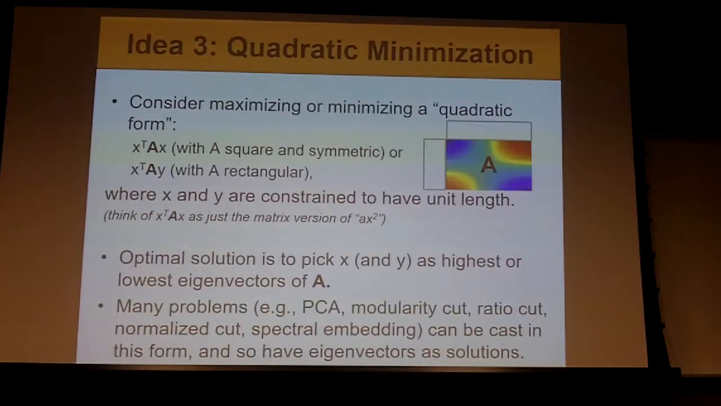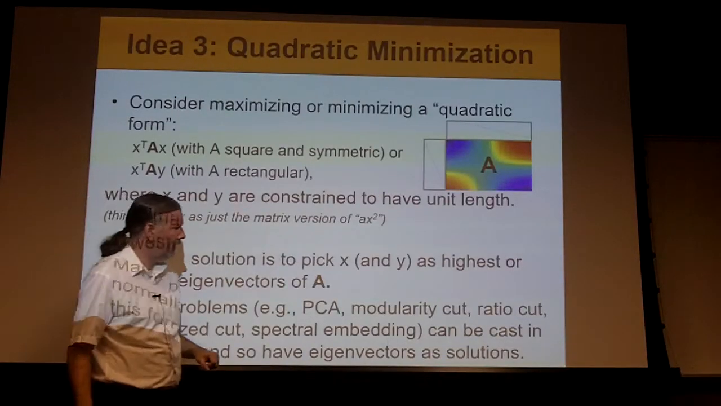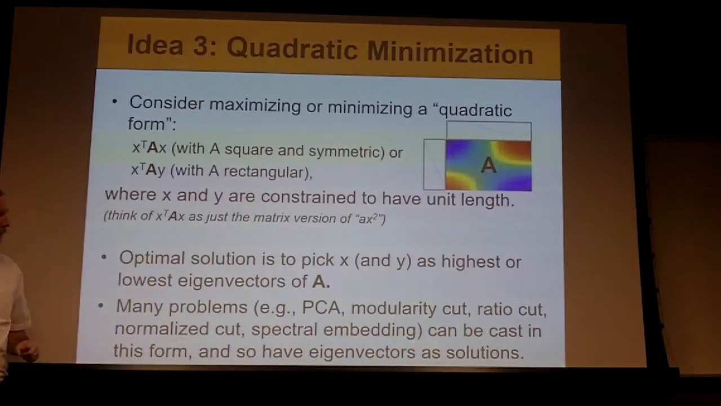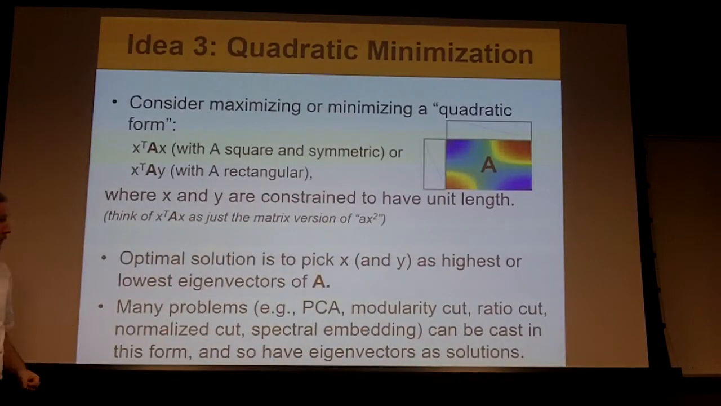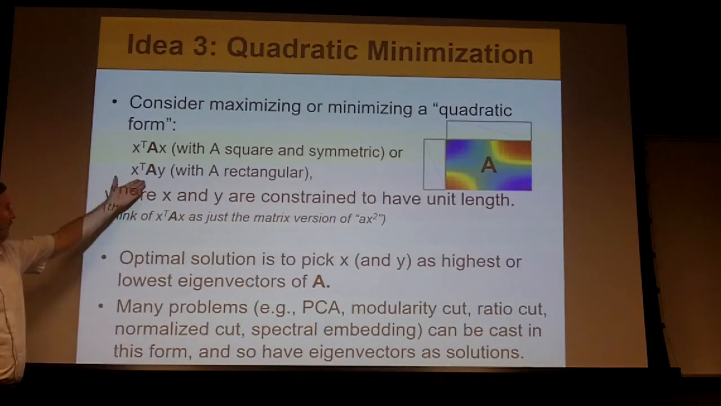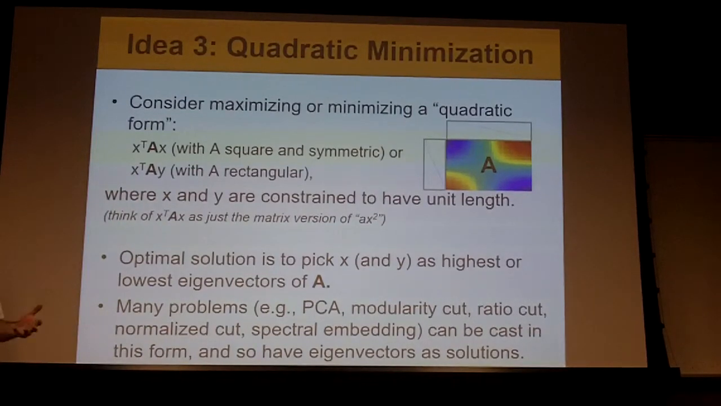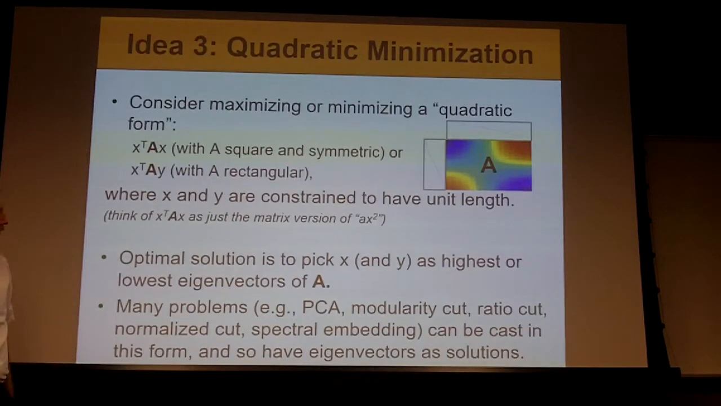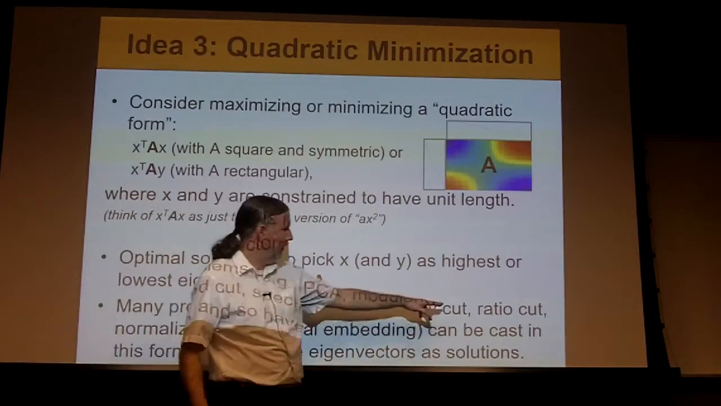There are lots of other cut objectives. We talked about normalized cut before. There's one called ratio cut that I'll talk about in a second. They all are NP-hard problems, but you can relax them to problems where the objective is, again, maximizing or minimizing a quadratic form. And so the optimal solution is an eigenvector. We'll see ratio cut in just a second.